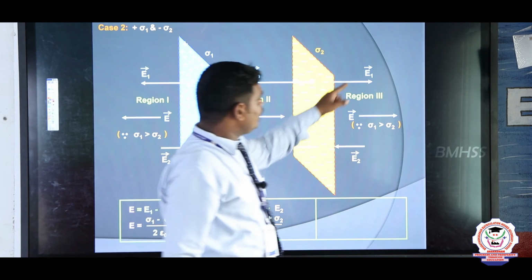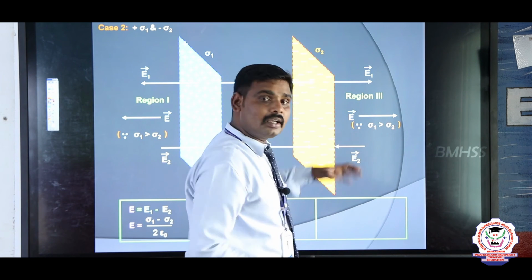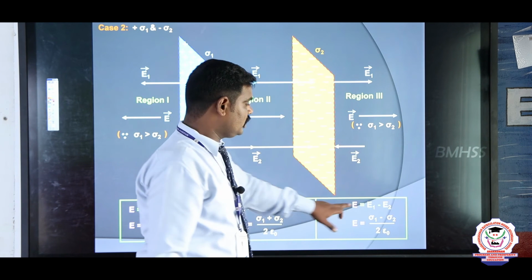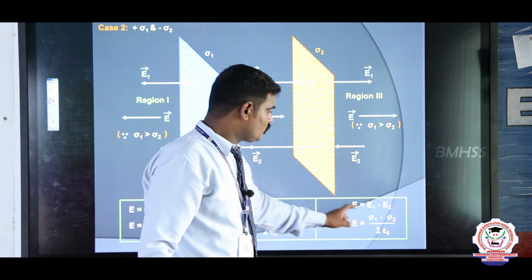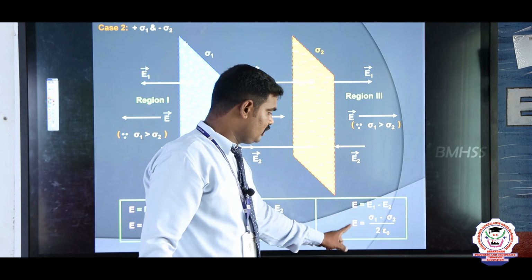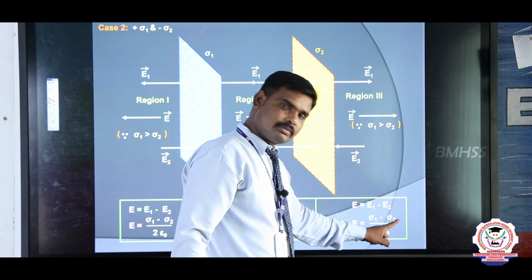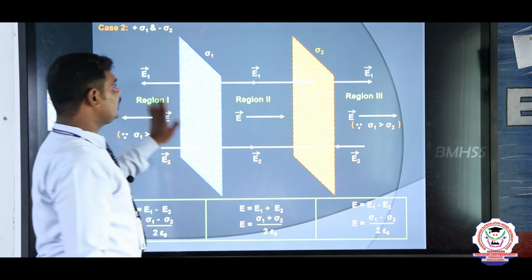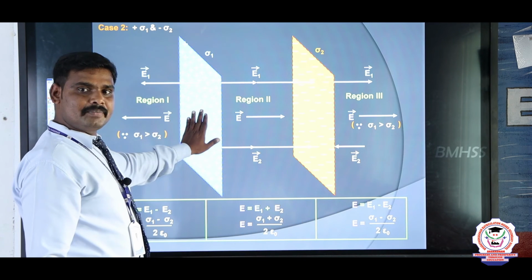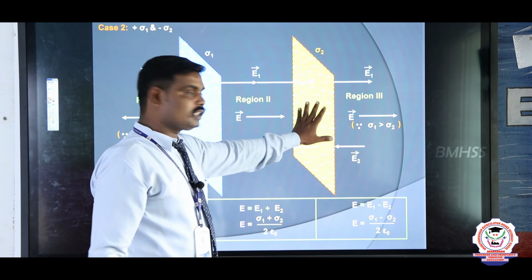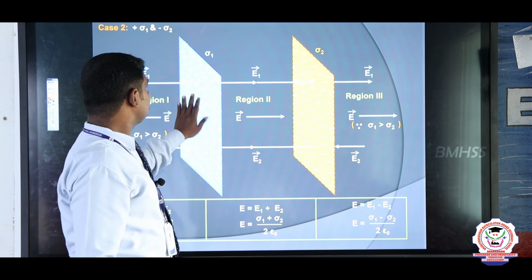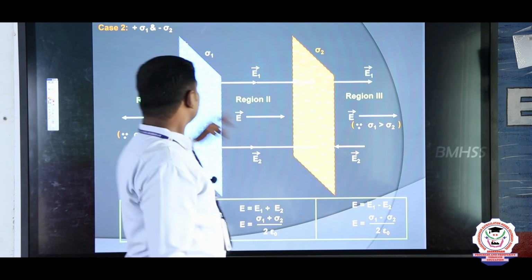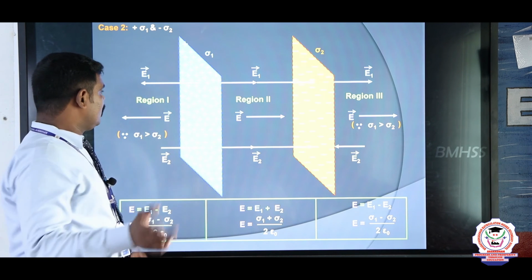In the third region, E1 and E2 are acting opposite to each other. That's why we have to subtract, so E1 minus E2. So this is the resultant electric field: E is equal to (sigma 1 minus sigma 2) divided by 2 epsilon naught. This is case 2. Here this is a positive charge, here a negative charge, but the charge density sigma 1 is greater than sigma 2. This is our case number 2.